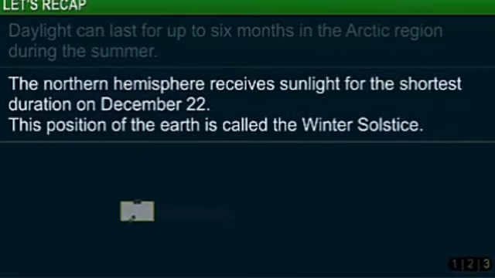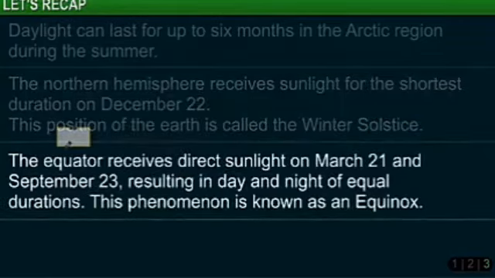The Northern Hemisphere receives sunlight for the shortest duration on December 22nd. This position of the Earth is called the winter solstice. The equator receives direct sunlight on March 21st and September 23rd, resulting in day and night of equal durations. This phenomenon is known as an equinox.